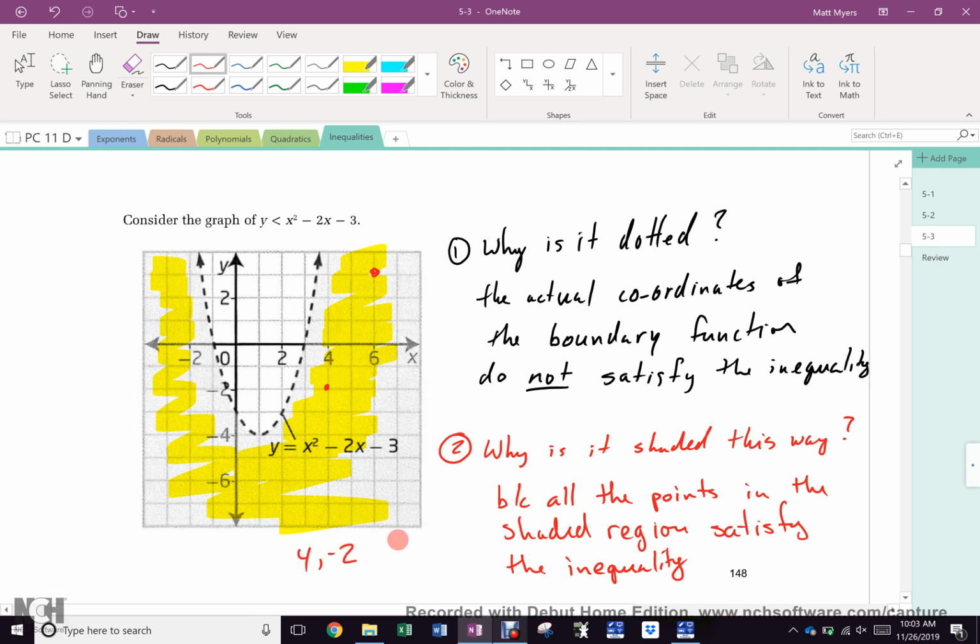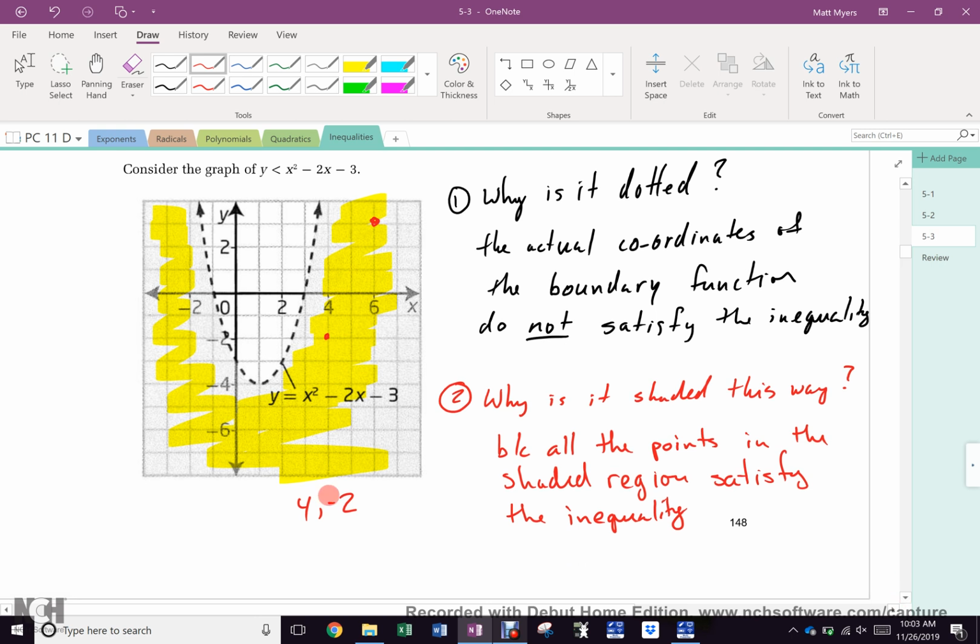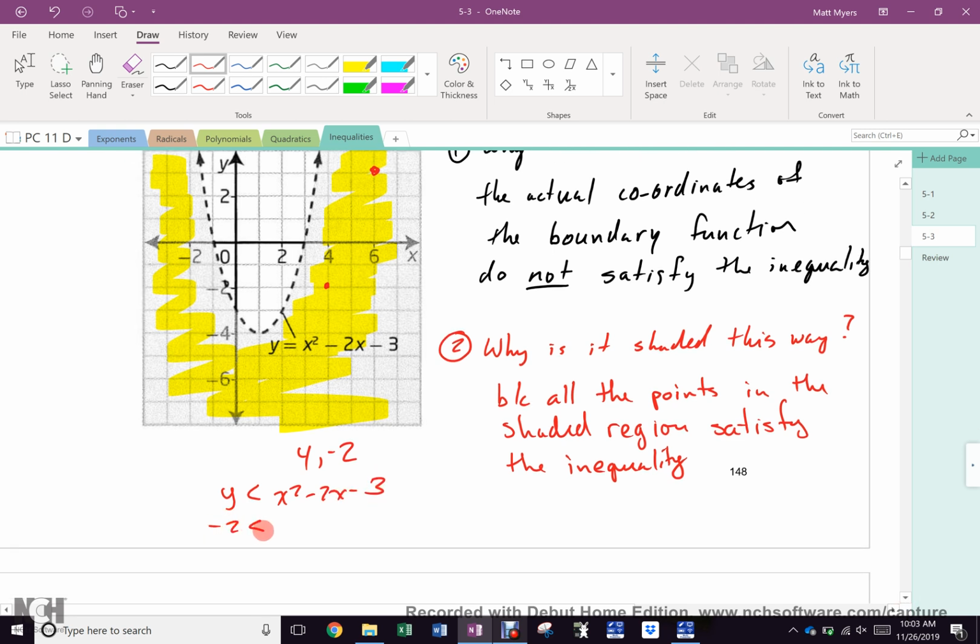4, negative 2. Right? y is less than x squared minus 2x minus 3. Negative 2 is less than, what's 4 squared? 16 minus, what's 2 times 4? 8 minus 3. 16 minus 8 is 8, minus 3 is 5. Is negative 2 less than 5? Yes, so it works.